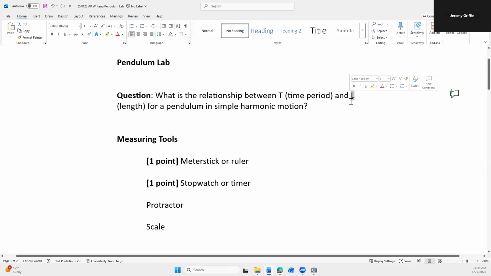Remember, I just wanted you to do one of these write-ups, so a write-up for one of the 3 experiments that you did yesterday. So again, I'm showing you T versus L, but switch the appropriate variables for whichever one you picked.